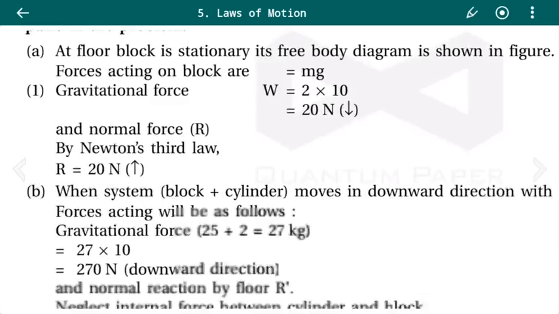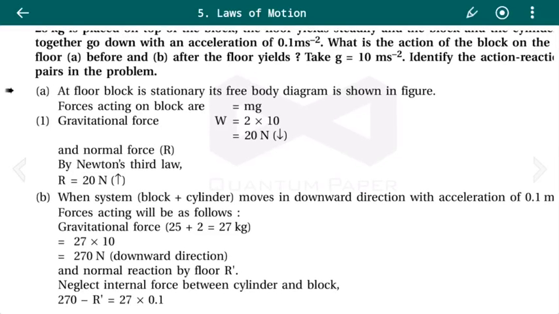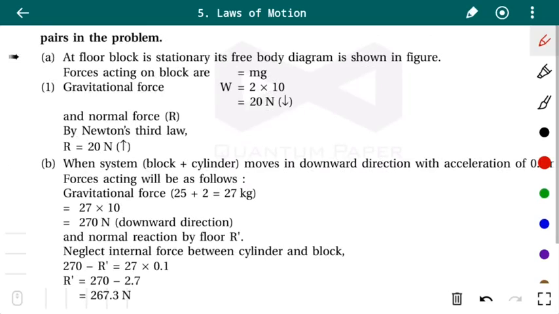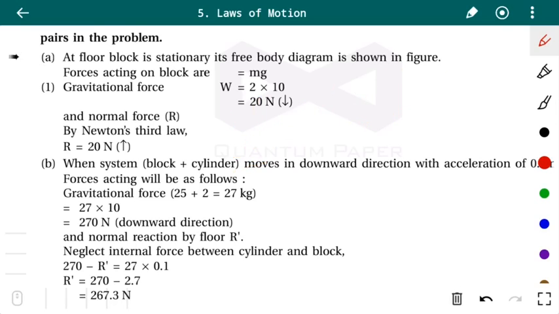Let us see the first case. At first, the block is stationary and its free body diagram is shown in the figure. Forces acting on the block are the weight, that is the gravitational force, and the normal force R. By Newton's third law, R equals 20 Newton in the upward direction, because from the free body diagram we can write W equals R. That is, R equals the value of W, which is 20 Newton. So R equals 20 Newton in the upward direction.